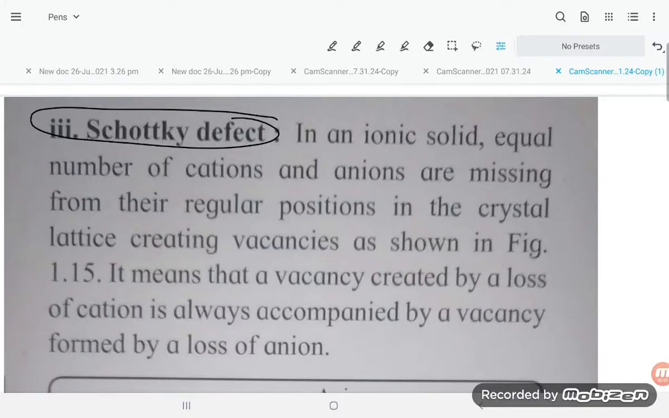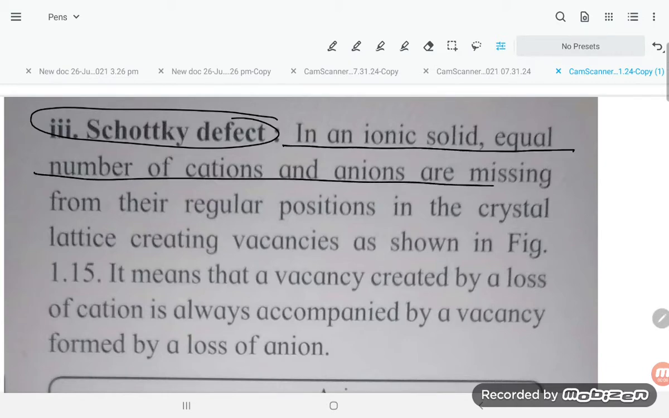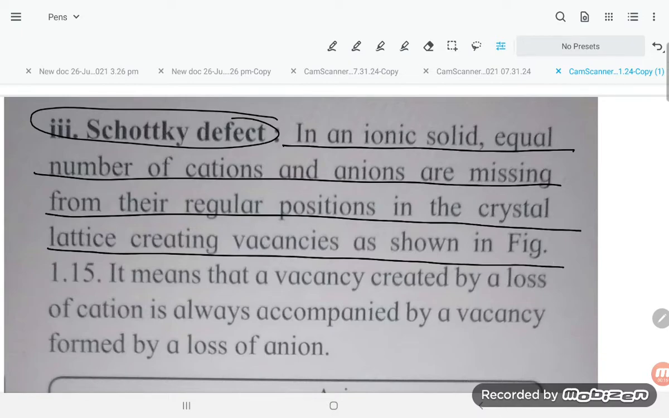Hello students, we are going to understand the Schottky defect. Let's have a look over it. In an ionic solid, an equal number of cations and anions are missing from their regular positions in the crystal lattice, creating vacancies as shown in the figure.